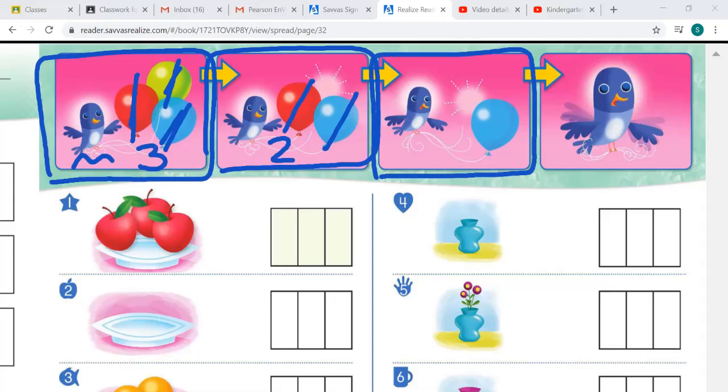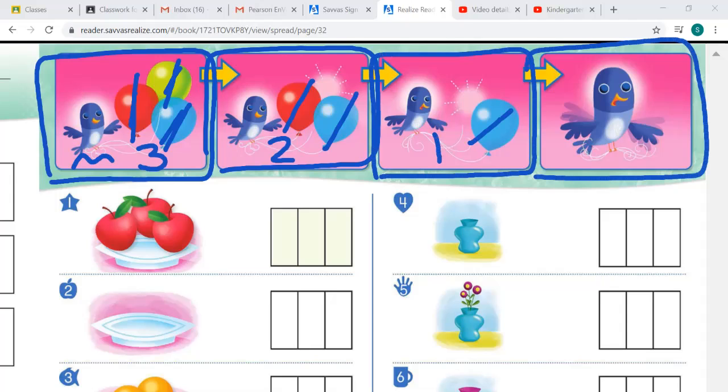So how many balloons does Peep the bird have now? 1. What number tells how many balloons there are? 1. Very good. All right, and let's go to this last box now.